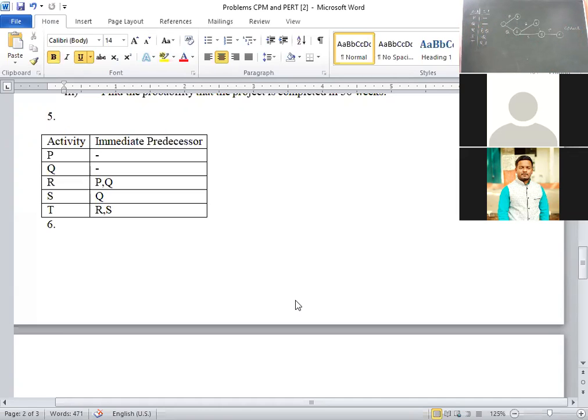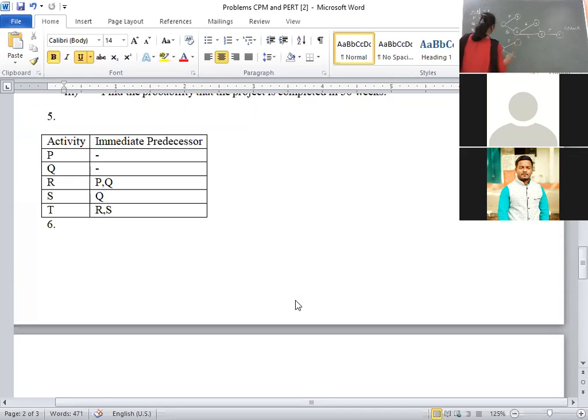P and Q don't have any predecessors. One more opportunity: how can we draw another network diagram? P doesn't have any predecessor. Similarly, Q doesn't have any predecessor. Then P and Q are completed, then R. Q is completed, then S. By looking at this diagram, if I take both the activities R and S at the same node, I get 2 dummy activities. That's why I am doing it the other way.